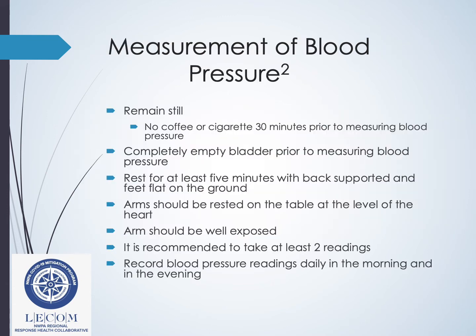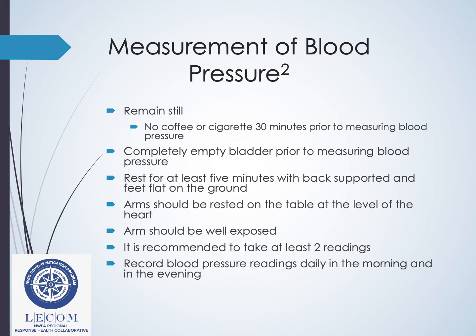The first thing to do prior to measuring blood pressure is to make sure that the patient is still and relaxed. Make sure the patient has not consumed coffee or any drink containing caffeine or smoked a cigarette at least 30 minutes before measuring the blood pressure. Ensure that the patient takes at least 5 minutes rest with back supported and feet flat on the ground before taking the measurement. Make sure the patient's bladder is empty, as a full bladder will give faulty results. And also make sure the patient's arms are well exposed. Have the patient put their arms on the table at the level of the heart.